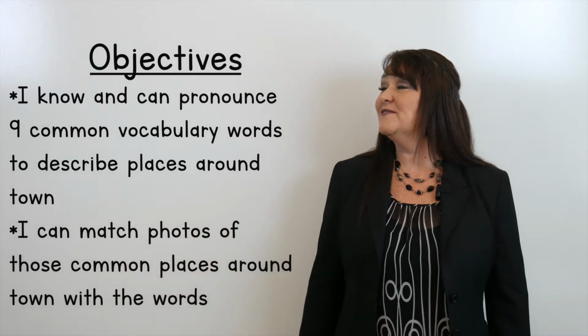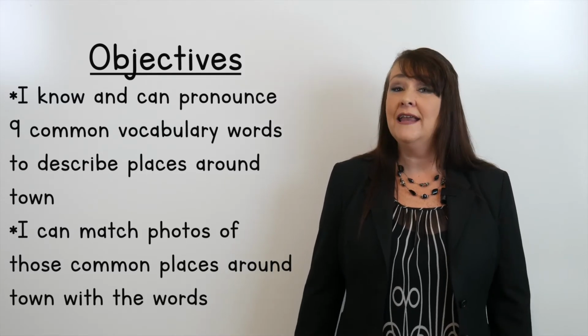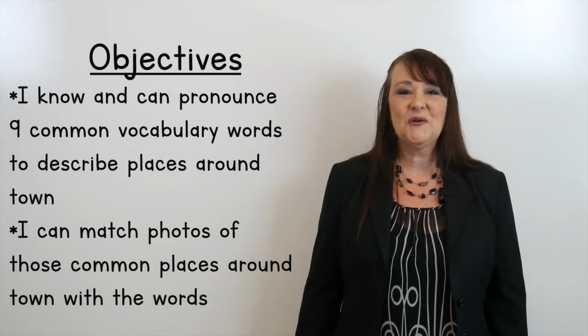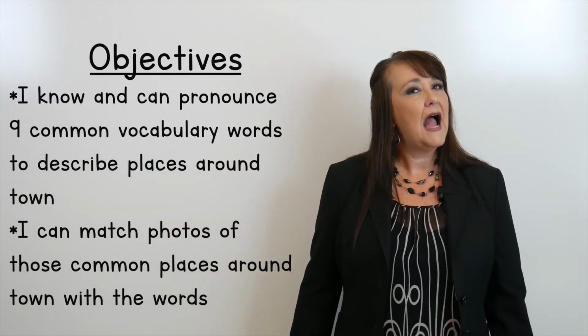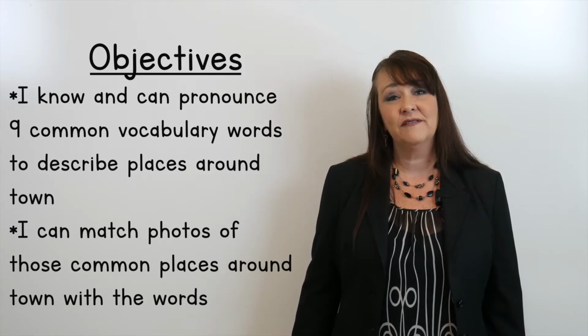Today's lesson is the first lesson in a unit talking about places around town. Let's go ahead and look at today's objectives. The first objective says, I know and can pronounce 9 common vocabulary words to describe places around town. The second objective says, I can match photos of those common places around town with the words.